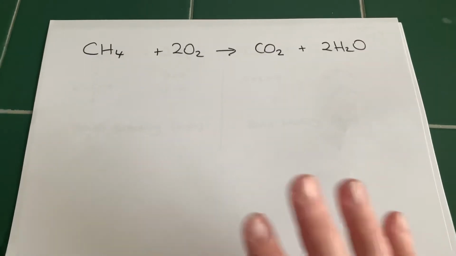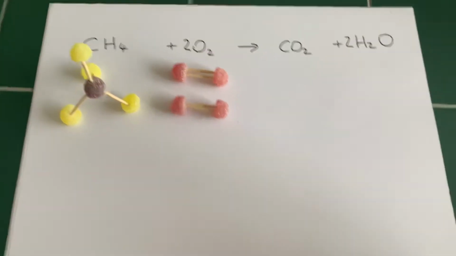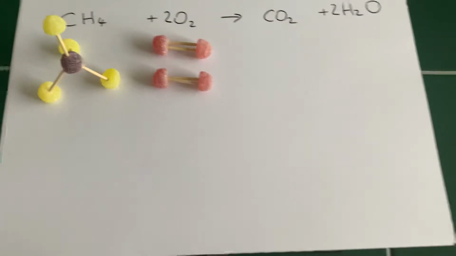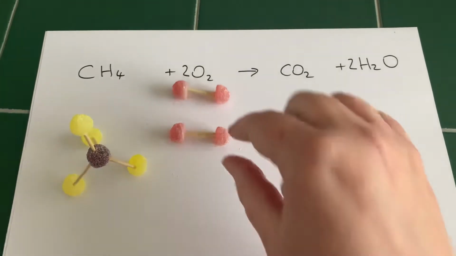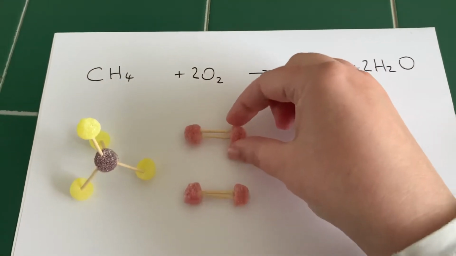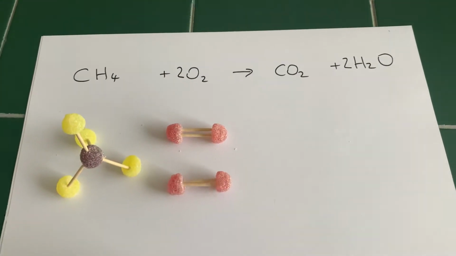Now, an easy way to do this is to use, in school we would use our actual molymods, but we're not in school, so I had to improvise with some jelly tots and some cocktail sticks. So here is our CH4 molecule, and here are O2 molecules. The balanced equation tells us how many of each we need.